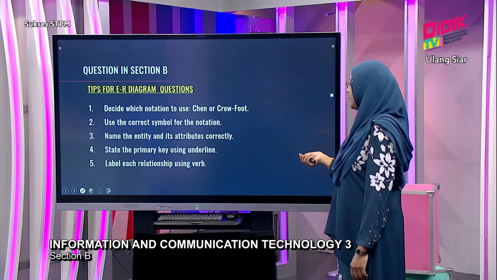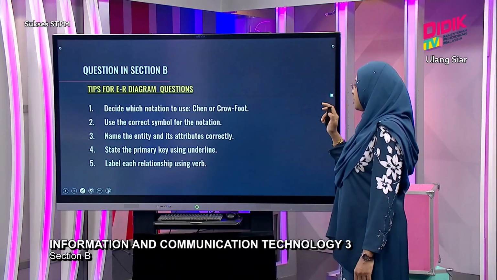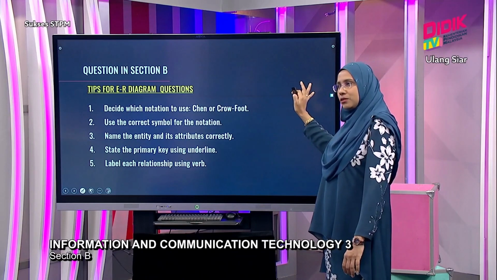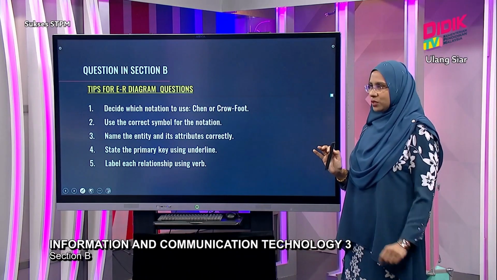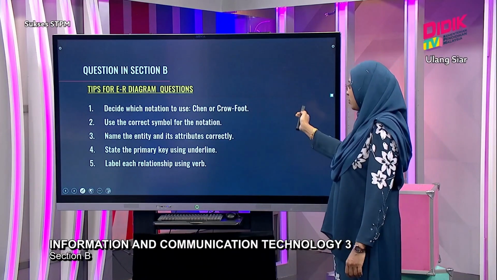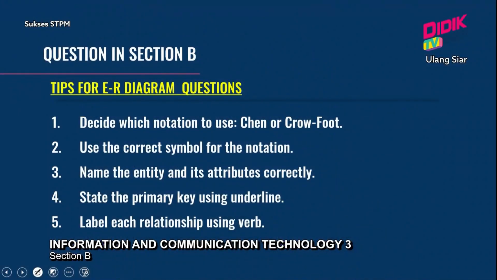Okay, and then for the ER diagram, describe the notation. This is usually a common mistake done by students. They will mix up the notations, Chen and Crow's Foot. They will use both. Cannot. You just choose one. Which one do you want, Chen or Crow's Foot? Determine. Then use the correct symbol for the notation, name the entity and its attributes correctly, state the primary key by using underline, and label each relationship using a verb. Relationship must be a verb, one single word if possible. Don't write a sentence, wrong.